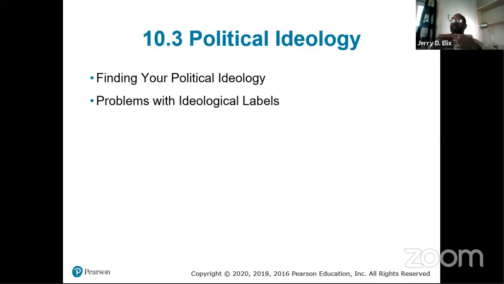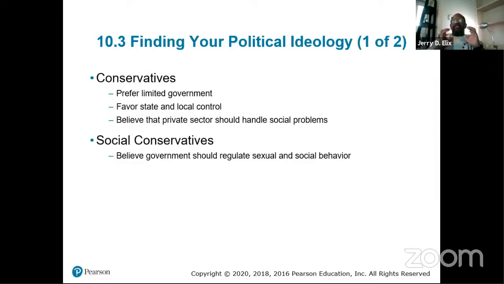Now, let's go into political ideology. This is something that is totally different than in political socialization. Political ideology has two parts. You have finding your political ideology and problems with ideological labels. Political ideology is simply how you see things in your life, be it conservative, liberal, or what have you.